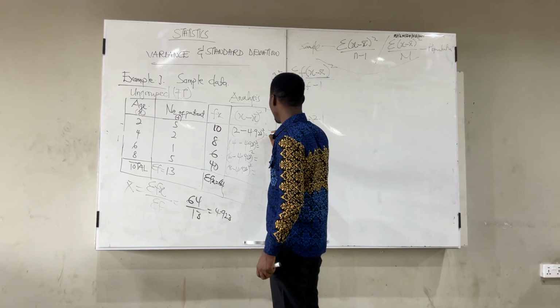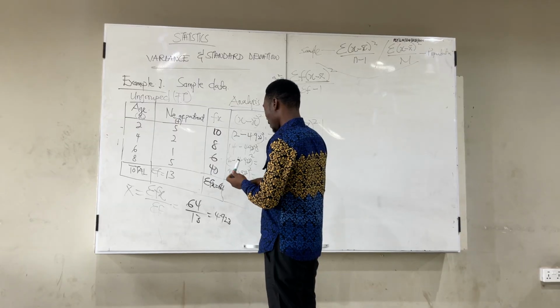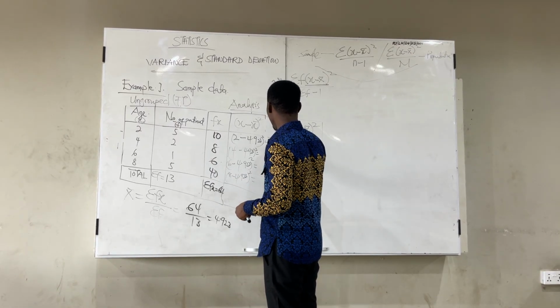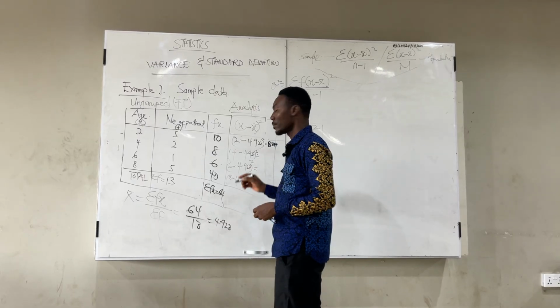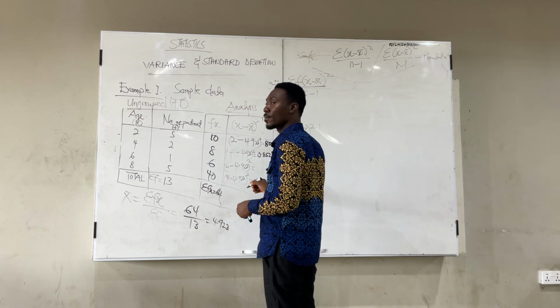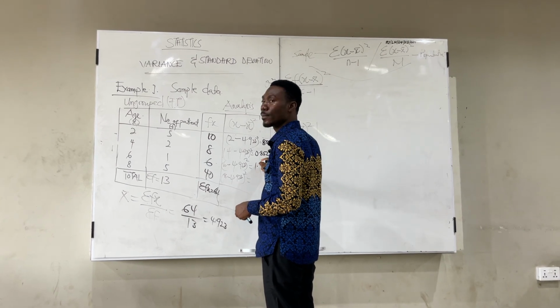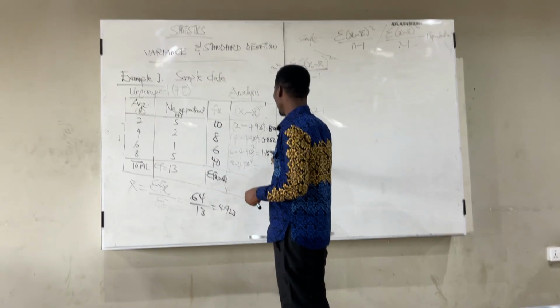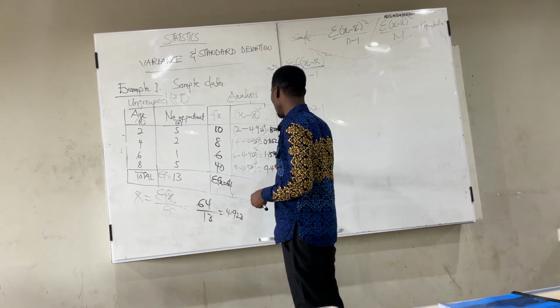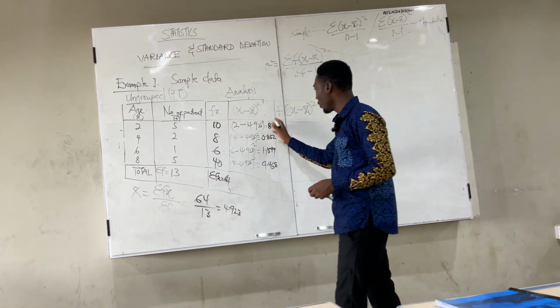So here will be 8.544, okay? 0.852, 1, 9.468. So now we have the deviations.